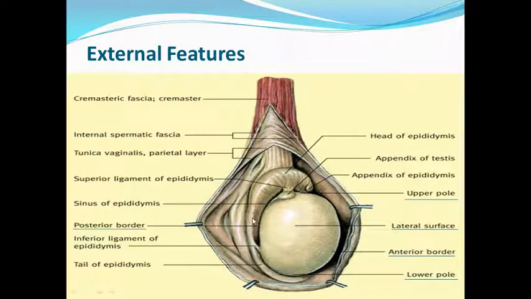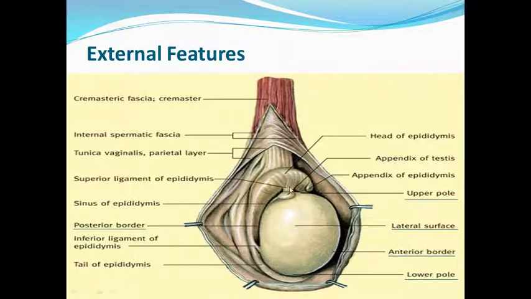Now we will move on to the external features of testis. Furthermore, the medial and lateral surfaces, as you can see the lateral surface here, are also convex and smooth. All the surfaces and borders of the testis are very smooth and convex, and I already told you that the spermatic cord is attached to the upper pole of the testis.